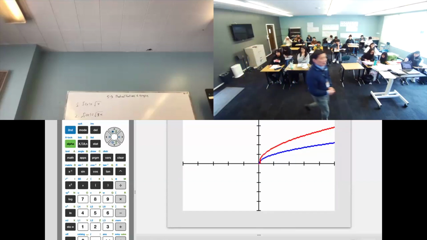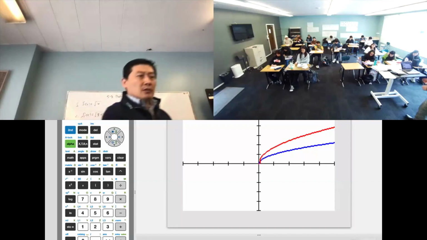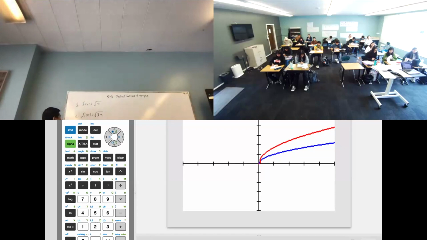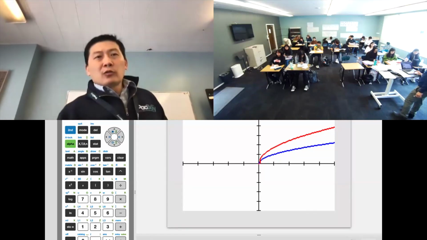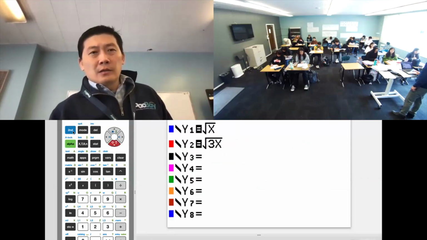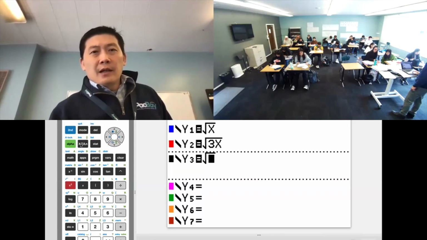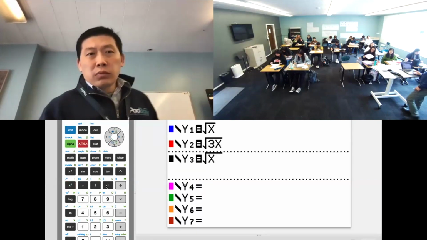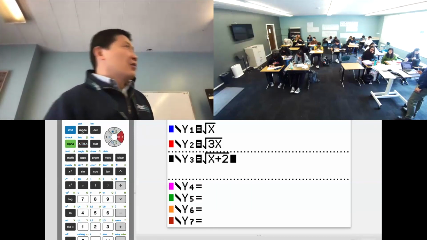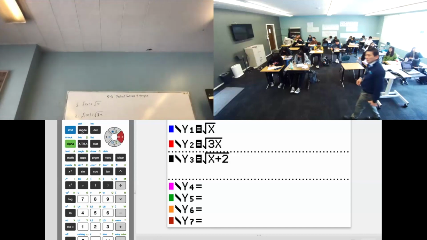All right, number 3. Number 3, center page, we got square root of x plus 2. All right, so go back to y equal and go to y3. We got square root of x plus 2, right, x plus 2. Square root of x plus 2.